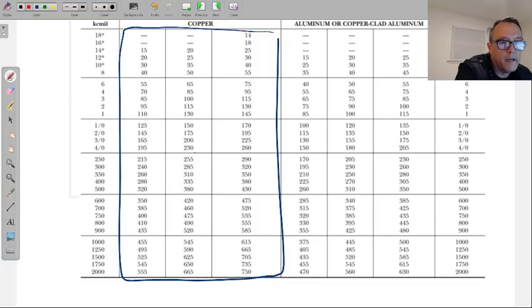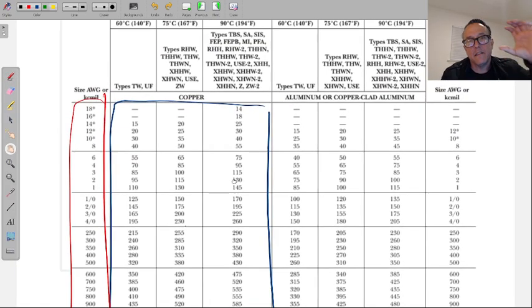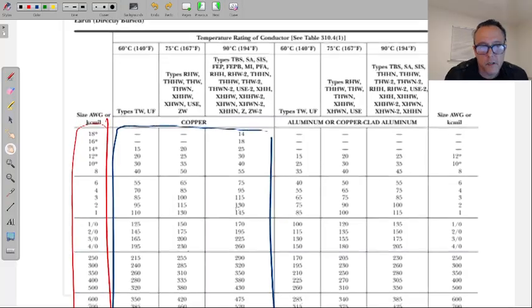So just one more time, these are the conductor sizes. What I have squared out in blue are the amperages for each individual conductor, but you'll notice there are 1, 2, and 3 columns, because each of those columns has a different temperature rating for the insulation around the conductor.